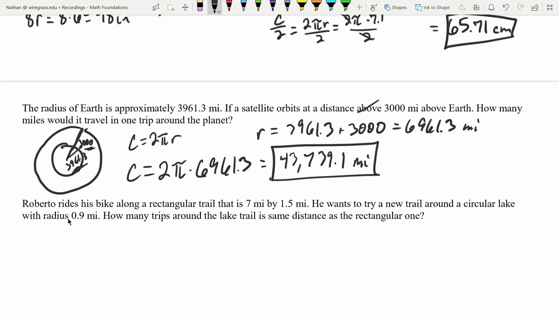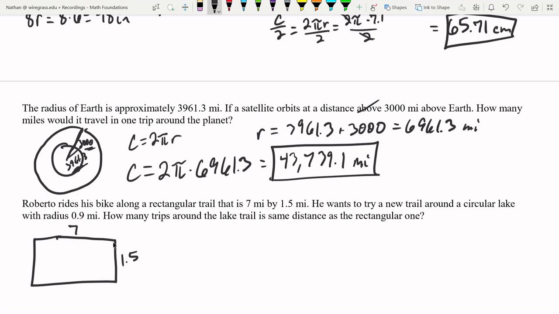Okay, Roberto rides his bike along a rectangular path that is 7 miles by 1.5 miles. It's not going to be a perfect rectangle because you would never do a perfect angle like that, but we're going to estimate it with a rectangle. 1.5 is the smaller side. 7 is the longer side.